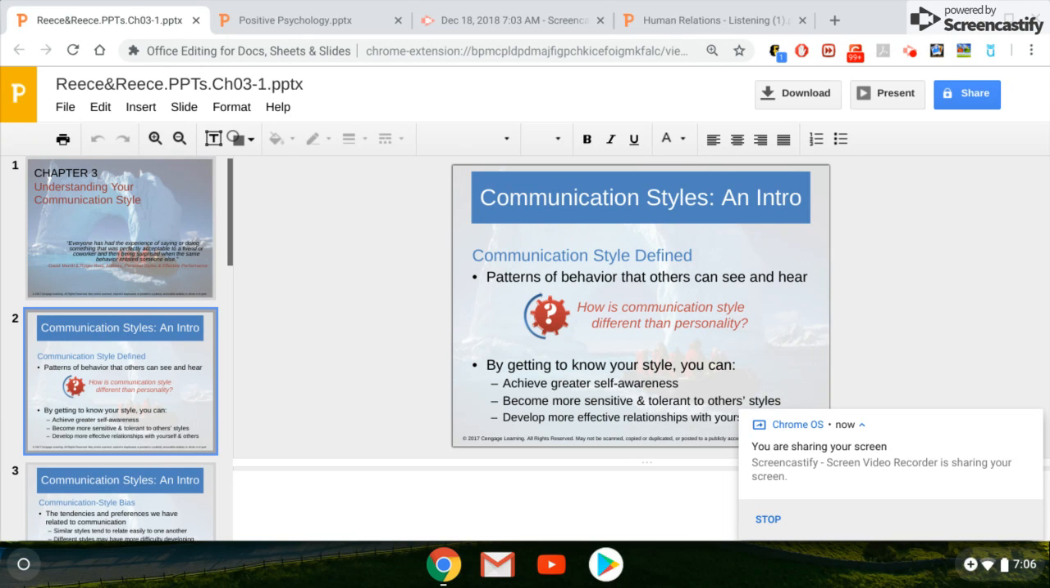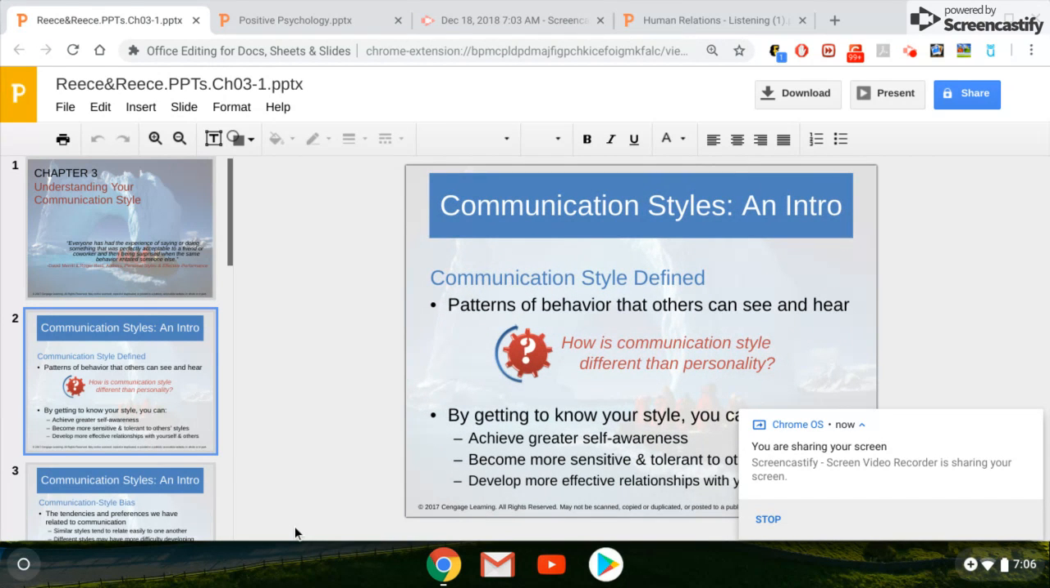Communication styles and intro. Communication style defined. A communication style is a pattern of behavior that others see and hear. How is communication style different from personality? By getting to know your style, you can achieve greater awareness, become more sensitive and tolerant to others, and develop more effective relationships.